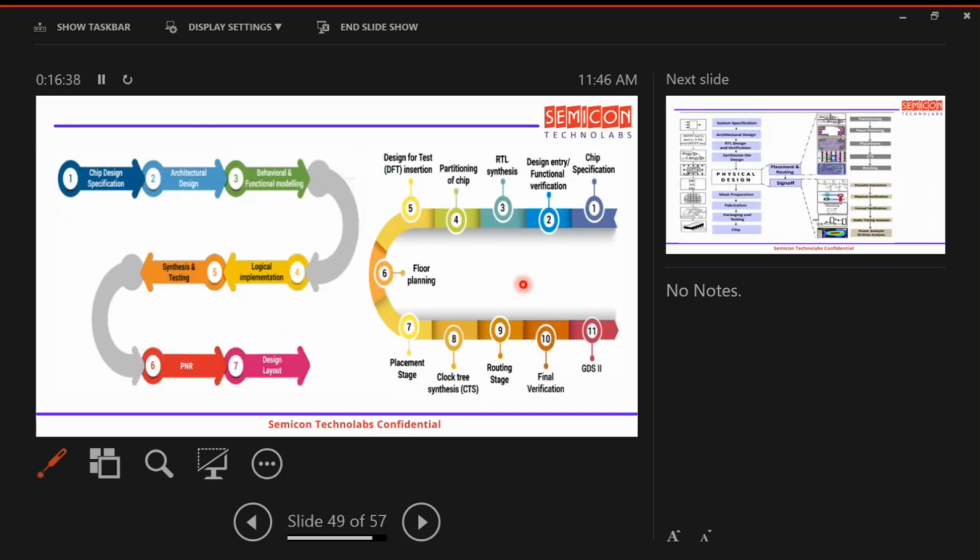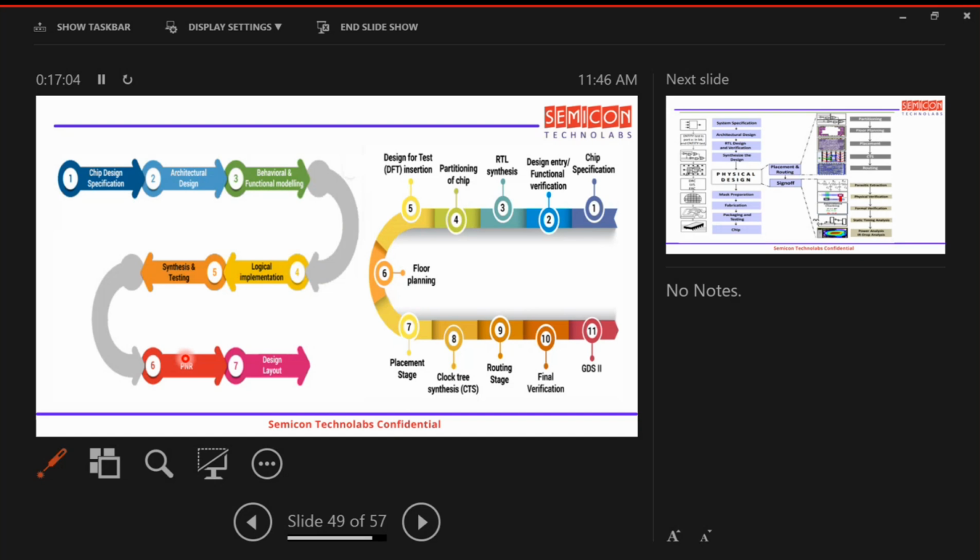Now this is a kind of chain from the initial design specification all the way to the design layout, what all things we go through. From the chip specification, we go to architectural design, followed by RTL coding. This is where your Verilog and VHDL will come into the picture. And then we implement it into a netlist format. We test it out whether it is meeting the functionality.